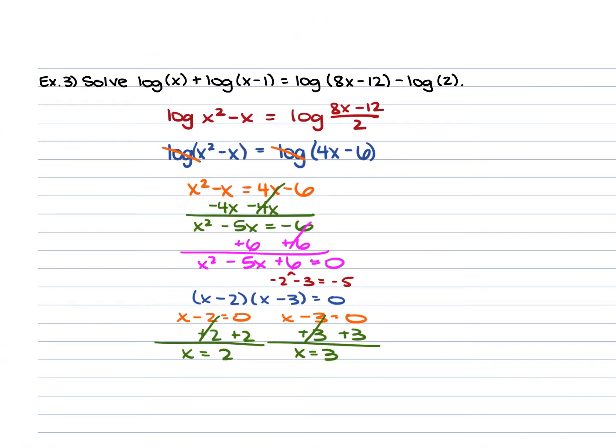We need to check both of these though. So if we plug in the 2 for each of these, log 2 is fine. 2 minus 1 gives us 1, that's fine. 8 times 2 is 16 minus 12, that's fine, so that works. If we plug in a 3, same thing, that works also. So both of these are our answers.